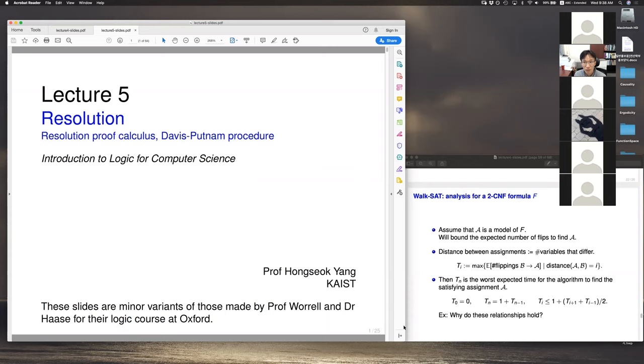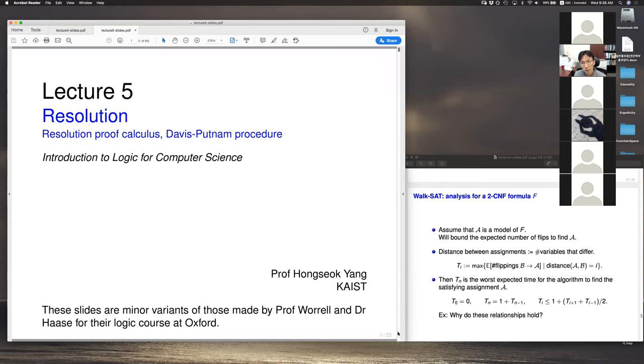So if you transform a variable, if you take any formula and then somehow express it as a Horn formula, then you can apply this algorithm for Horn formulas. I mean, the satisfiability solver for Horn clauses.